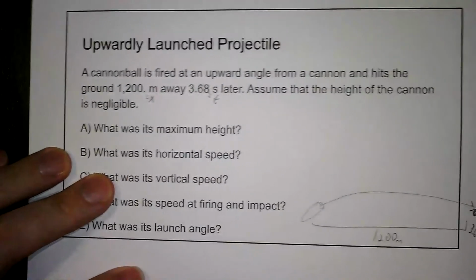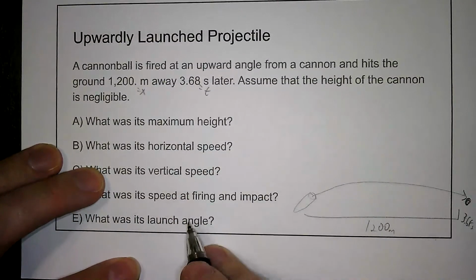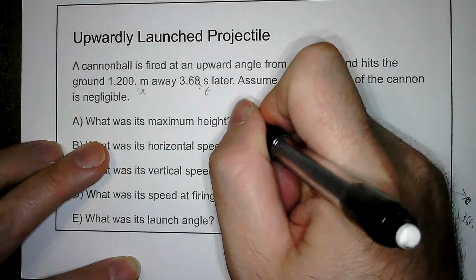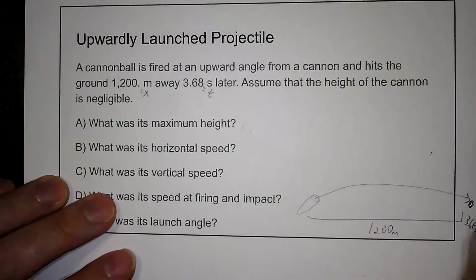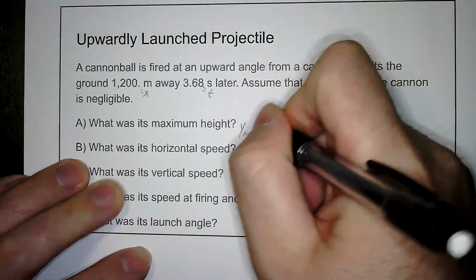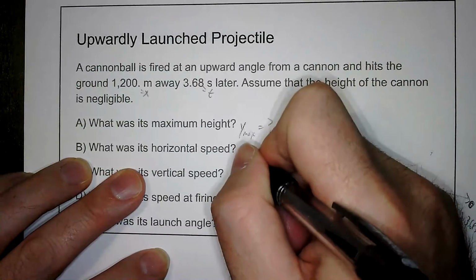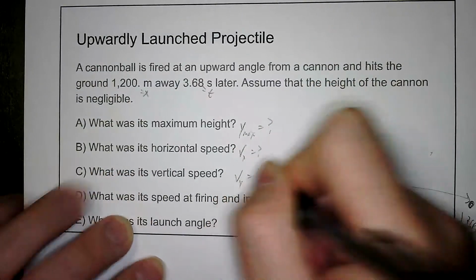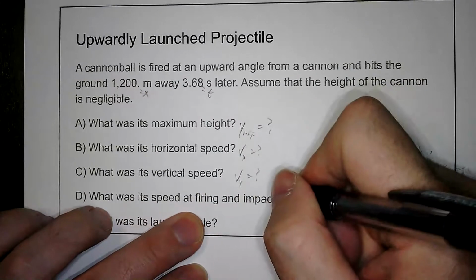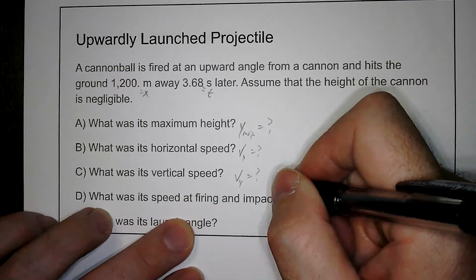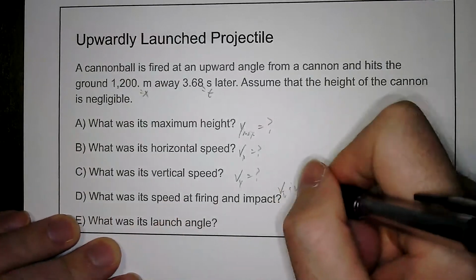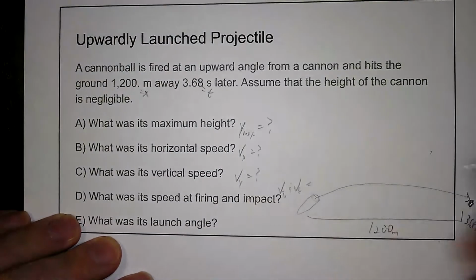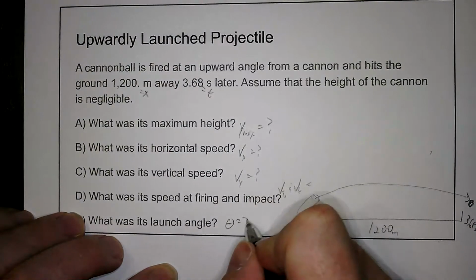And that may not seem like a lot of initial information to be able to answer all of these questions. But it turns out we can, and we will walk through all of these. So y max equals question mark, velocity in the x equals question mark, velocity in the y. Final speed at firing and impact, this would be velocity initial and velocity final. That's along the path, so that would be combining the x's and y's. And then this is the launch angle. So let's dive right into those.